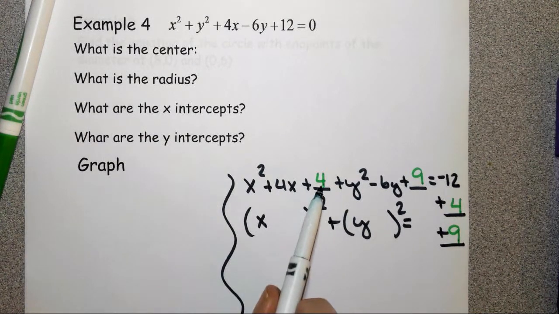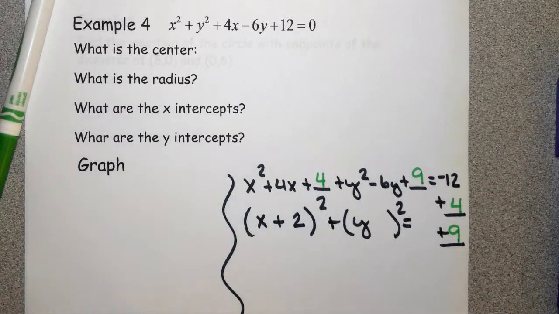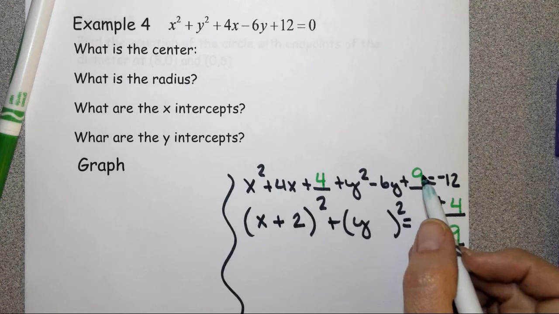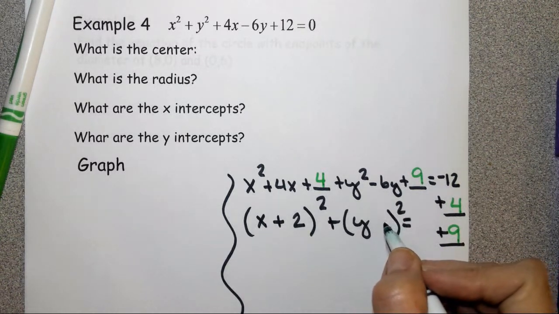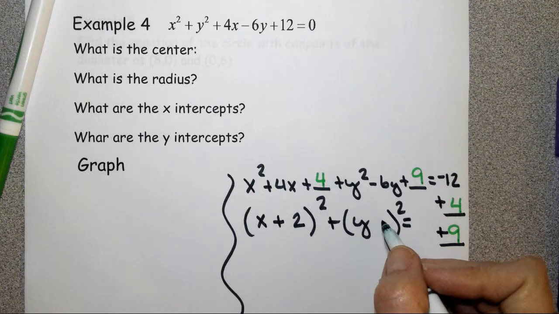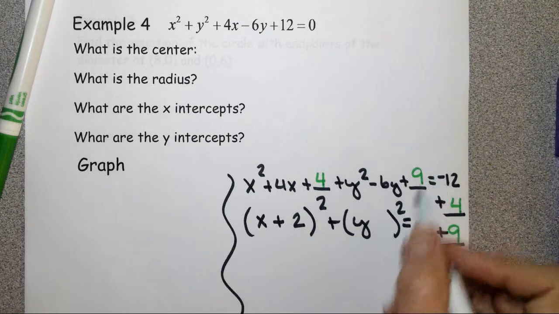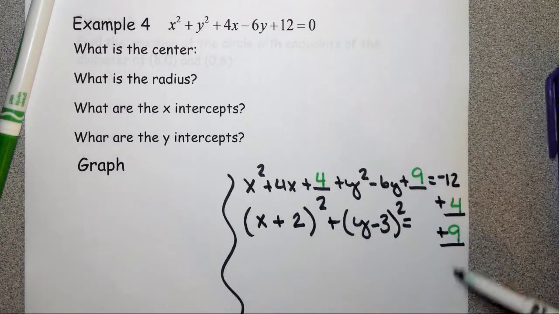So what factors of 4 add to 4? 2 and 2. So x plus 2 squared. What factors of 9, be careful, add to negative 6? Negative 3 and negative 3. Because negative 3 times negative 3 is 9, but negative 3 plus negative 3 is negative 6. Now we're going to go add all these up.